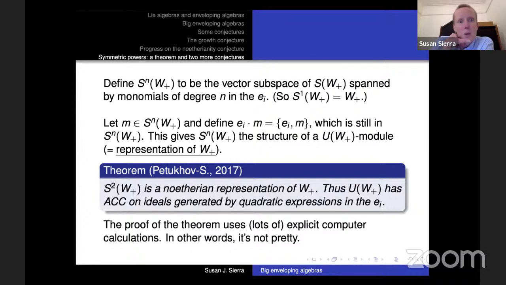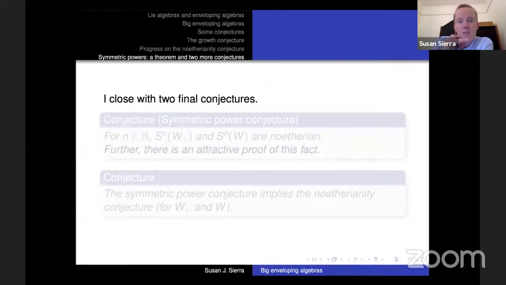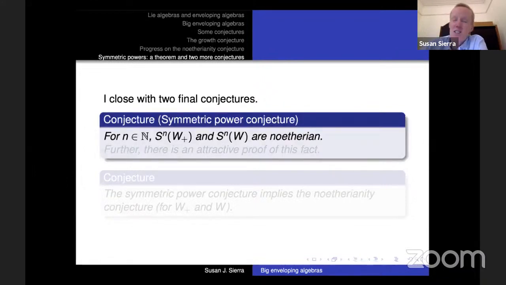So let me close by stating two final conjectures, both of which I believe, but neither of which I can prove. The symmetric power conjecture is a two-part conjecture, really. First of all, the nth symmetric powers of W plus and of W are always Noetherian as representations of the appropriate Lie algebra, or as modules over the appropriate enveloping algebra. I think possibly the more important part of this conjecture is a nice proof of this, a proof that doesn't look anything like the proof of the theorem on the previous slide.